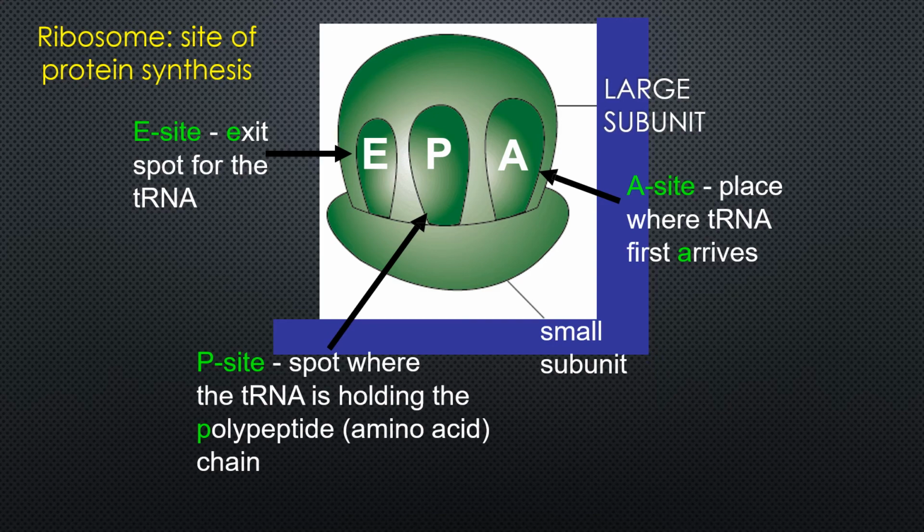Okay, so like we said, the ribosome comes in a large subunit and a small subunit. So let's start with our A site. Our A site on the large subunit is where the tRNA first arrives. So it first comes in, so you can use arrives for the A site. The P site is where the tRNA is holding the polypeptide or the amino acid chain. And then the E is the exit spot for the tRNA. Okay, and this, of course, down here is where our messenger RNA is going to be. Hopefully that makes sense to you.